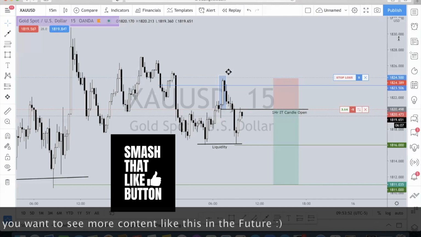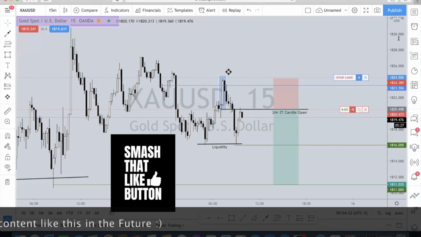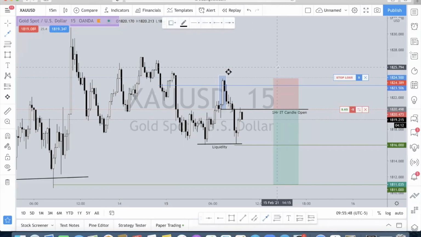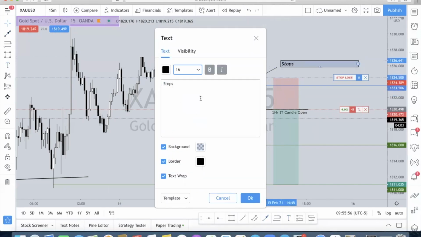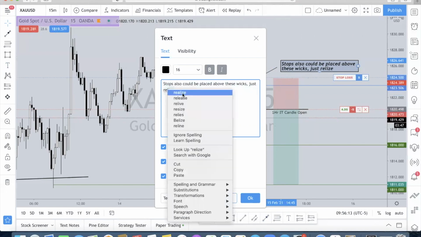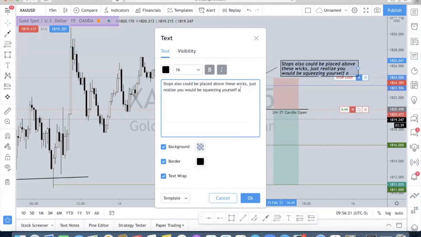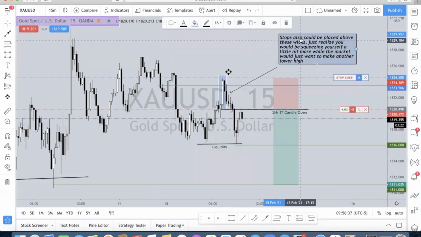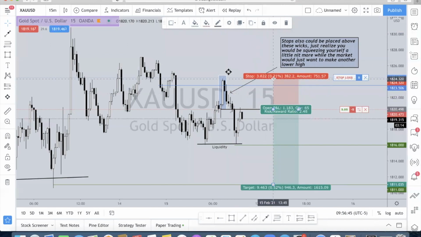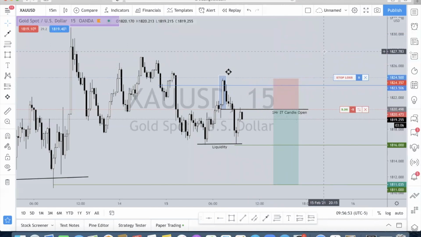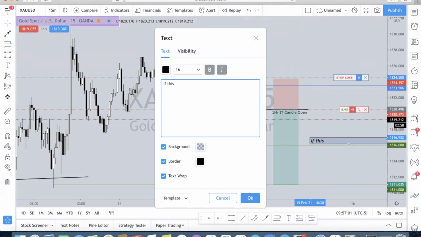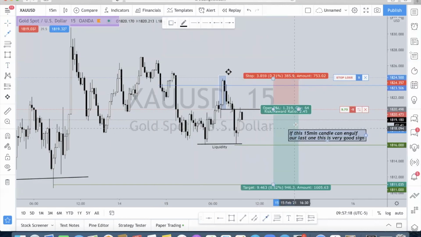Now, it is also President's Day, a holiday for the US dollar, so I wasn't expecting too much volume. That's why we scaled our profits a little bit as we showed down, and we'll point that out as we go. So I write here, stops could also be placed above these wicks. Just realize you would be squeezing yourself a little bit more when the market would just want to make another lower high. Again, I used a 45 pip risk here, but again, our drawdown at most was about 3 to 4 pips on this exact trade.